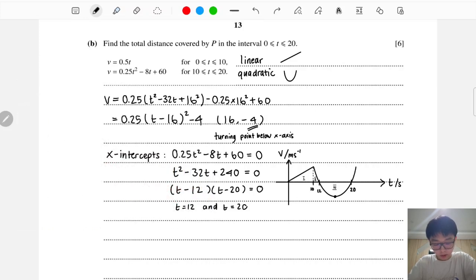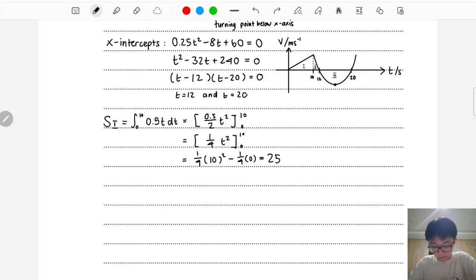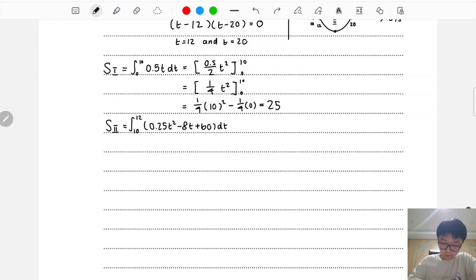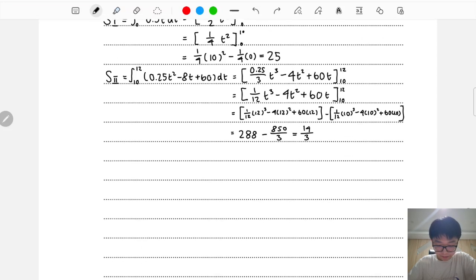Now we can calculate the integrals. For area 1, it's just the integral of 0.5t from 0 to 10. I'm assuming you already know how to integrate, and we can just substitute in the limits from 10 and then minus substituting in the limits from 0. This gives us 25, right? And for the second area, it's 0.25t squared minus 8t plus 60 from the limits 10 to 12. This gives us the value of 14 over 3.